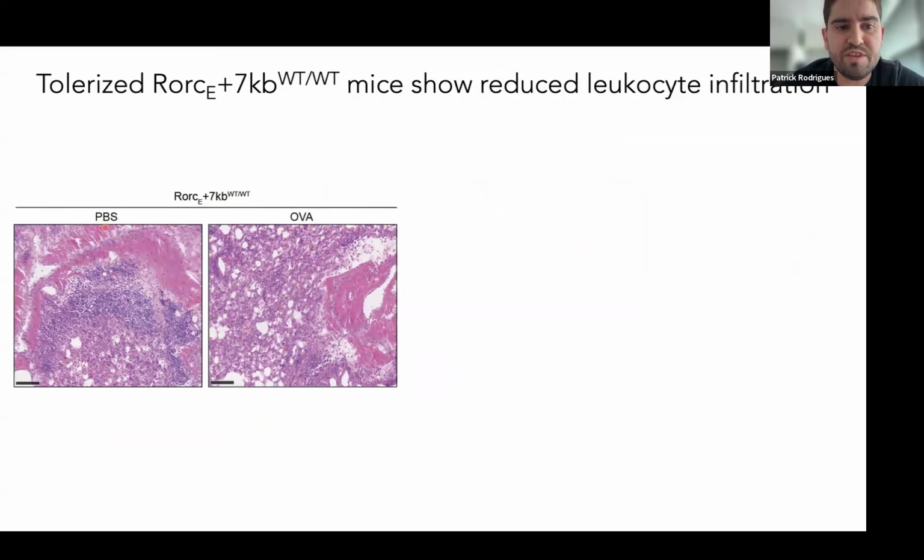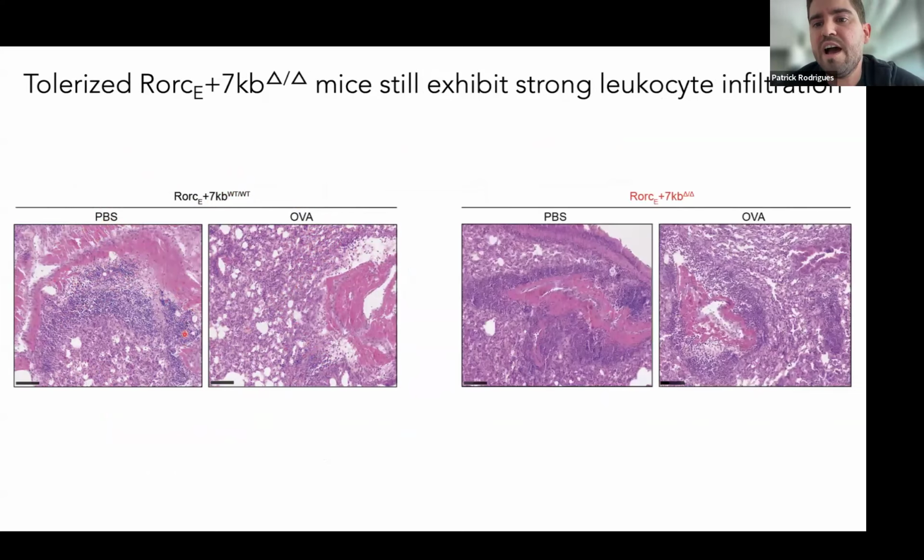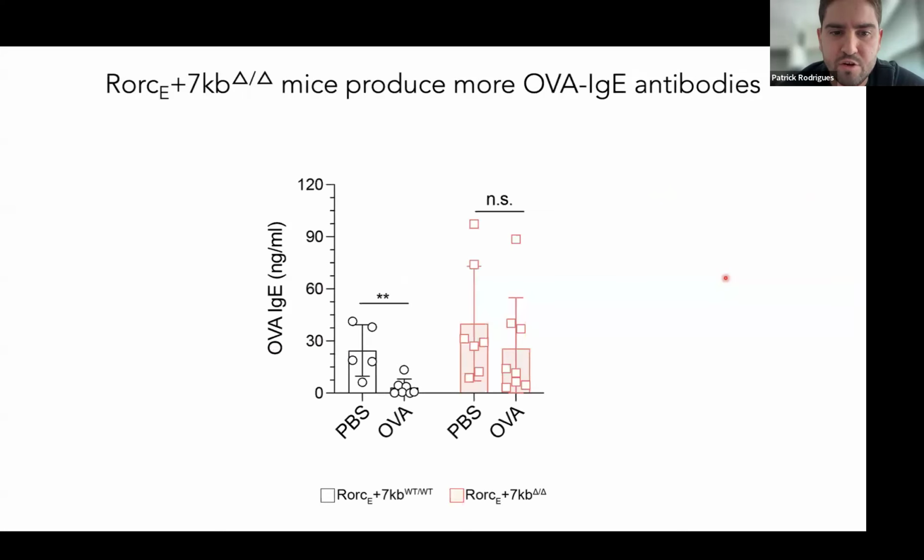When you do the same experiment in wild-type mice with PBS, you have a massive infiltration of leukocytes. However, in enhancer knockout mice, in both conditions, in the PBS as well as in the over-tolerized model, you have this infiltration of leukocytes. We also had a look at OVA-specific IgE antibodies, and we could clearly see that in wild-type mice, whenever you tolerize them with ovalbumin, the OVA IgE response was highly decreased. However, this tolerization mechanism did not happen in the Rorg+ plus 7kb enhancer knockout.